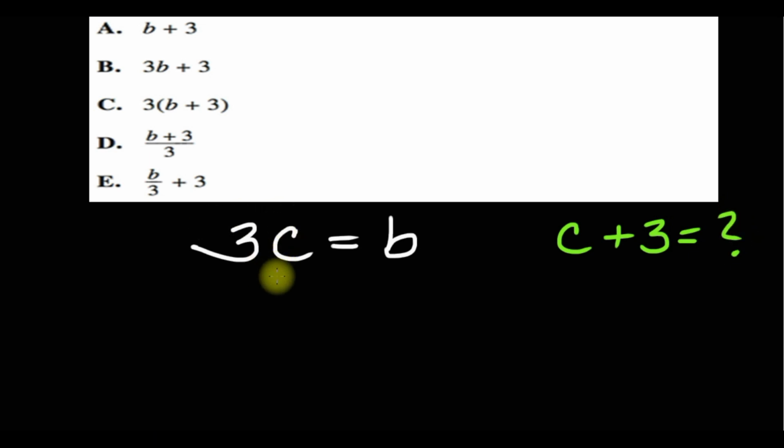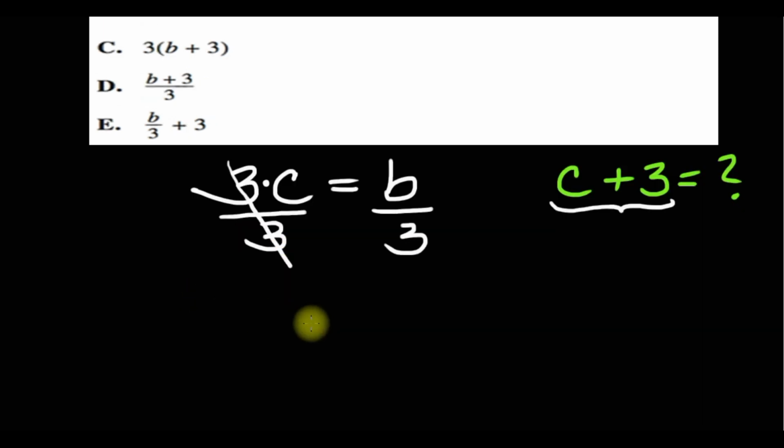So the first thing we want to do is solve for C, because as you can see, we need C plus 3. So you need to isolate the C. To do that, you would have to do the opposite of multiply by 3, so that is to divide by 3. Then this would cancel out, and you would have C is B over 3. So this is what C is.